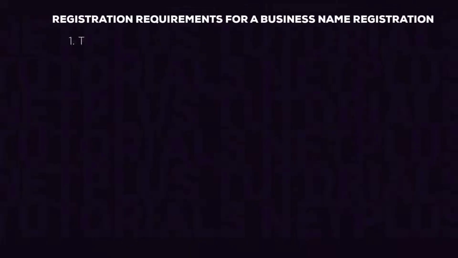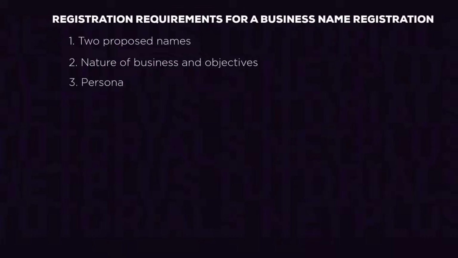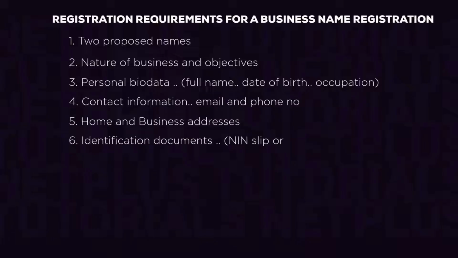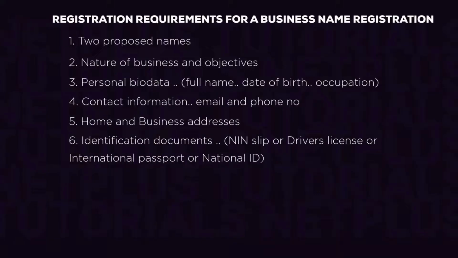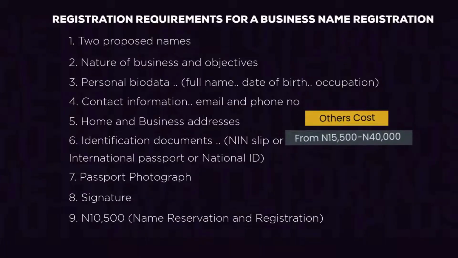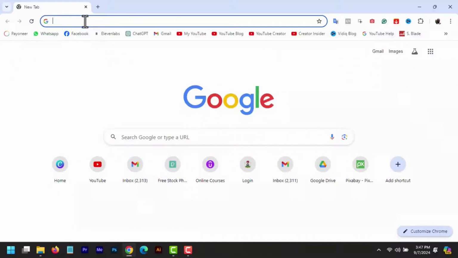And these are some of the requirements that you need for a business name registration. You need two proposed names, nature of business and objective, personal biodata, which includes your full name, your date of birth, your occupation, contact information, your email and your phone number, home and business address, identification document, which can be NIN, driver's license or international passport, or even your national ID card, passport photograph, signature, and 10,500 Naira.